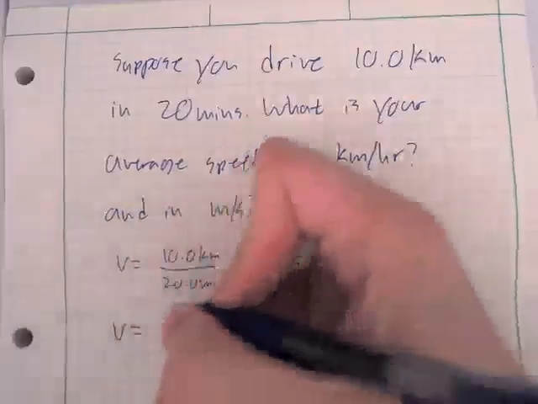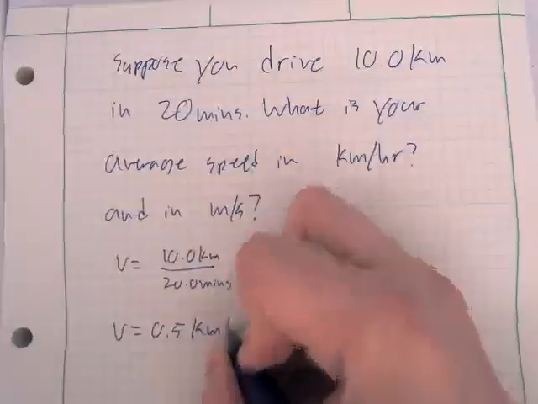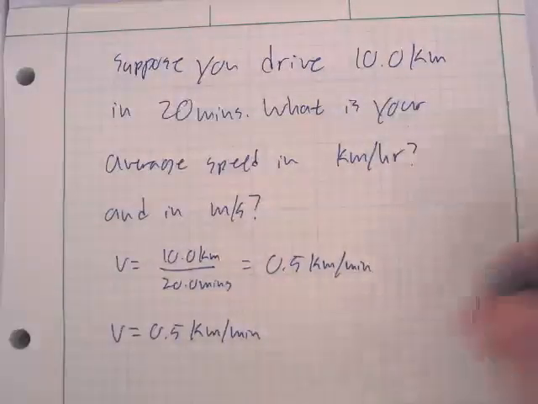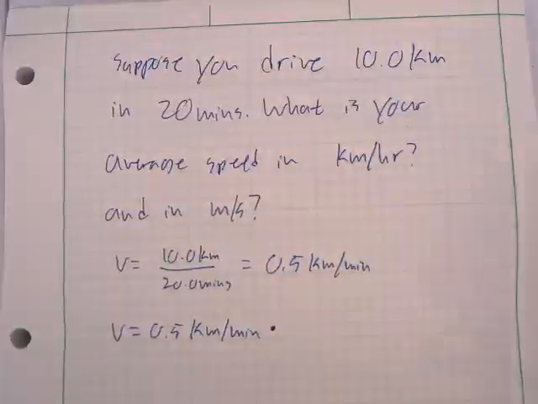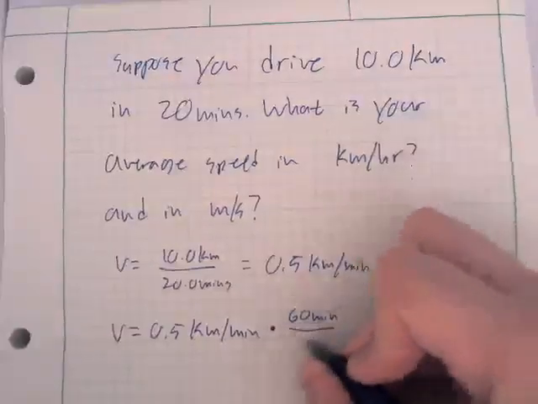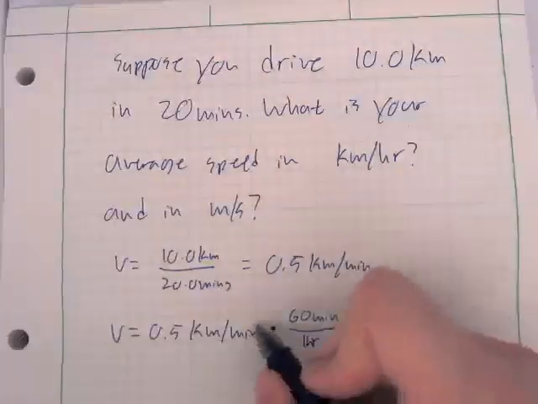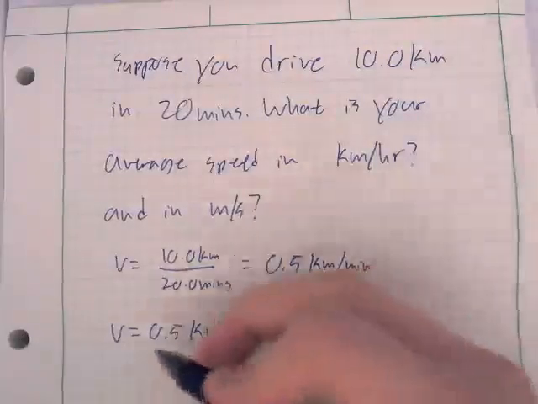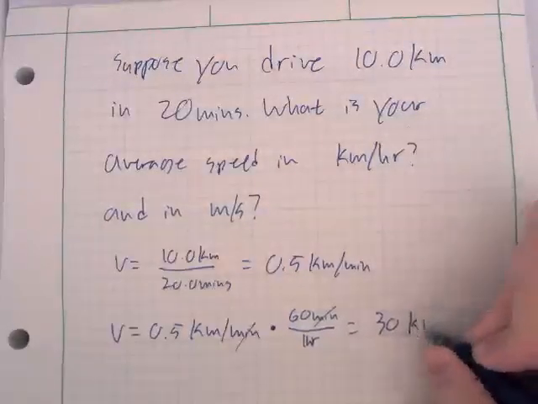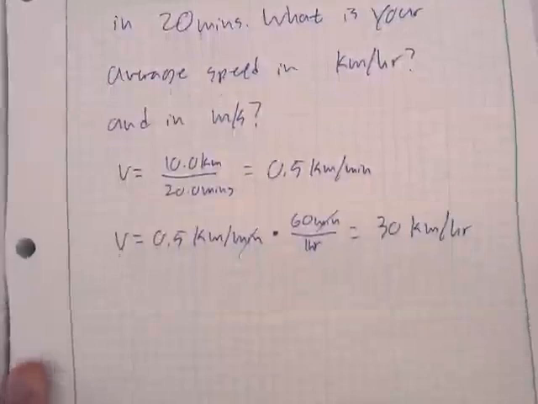So here we would do something that looks like this. We would say V equals 0.5 kilometers per minute, and we need to convert this now to kilometers per hour. So again, we want to essentially multiply by 1. How many minutes do we have in an hour? 60 minutes in 1 hour. So we have kilometers per minute, minute cancels with minutes, and we end up with 0.5 times 60, which is of course 30 kilometers per hour, right?